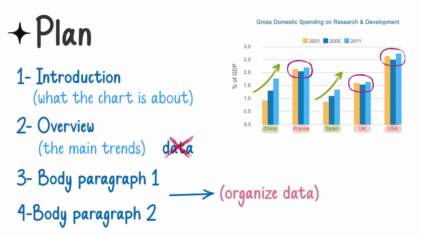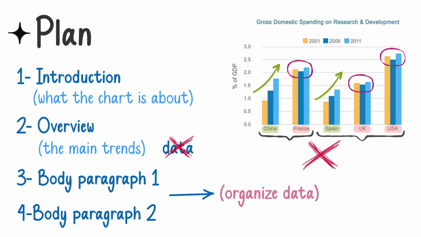Now for paragraphs 3 and 4, body paragraphs 1 and 2, how can we group our data here? What's the best way to categorize the data here? I've seen that some students prefer to group like this. For example, they talk about 2 countries in the first body paragraph and then the remaining 3 countries in the second body paragraph. But it is not a logical categorization, believe me.